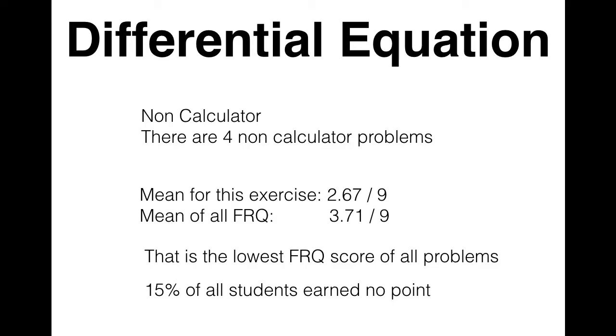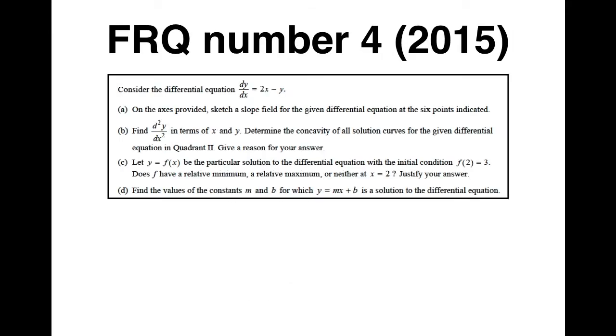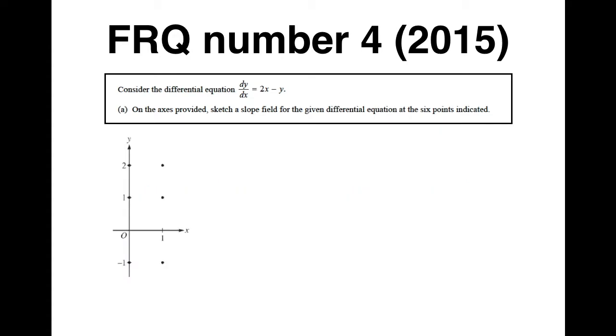There are other FRQs where there's a larger percentage of students who earned no points, but here, overall, the score was the weakest. So there are questions A, B, C, D. We'll jump right in with question A. Consider the differential equation dy/dx equals 2x minus y on the axis provided. Sketch a slope field for the given differential equation at the 6 points indicated.